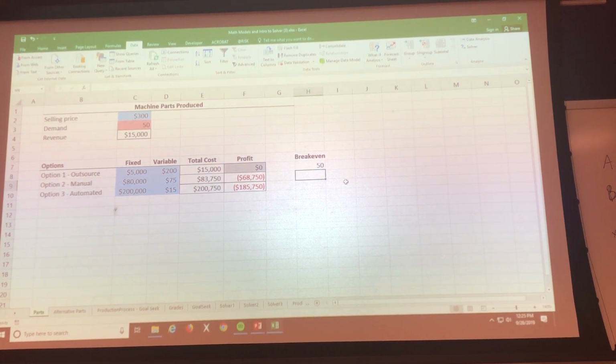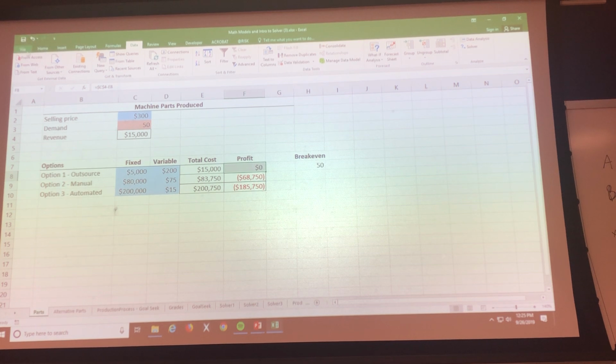Now, what that tells us is, if we think demand is going to be less than 50, don't do this. You're going to lose money. If we think it's going to be more than 50, you're going to make money. That's what it tells us. But what if I want to know that same information? I want to do a break-even analysis on option 2.